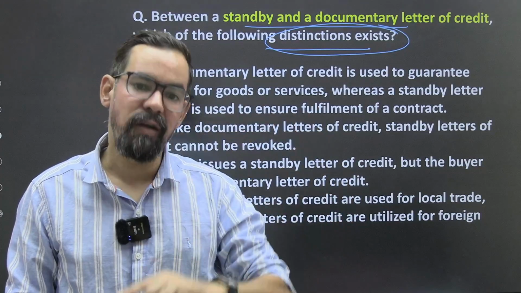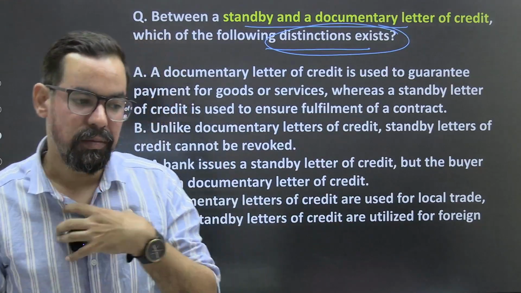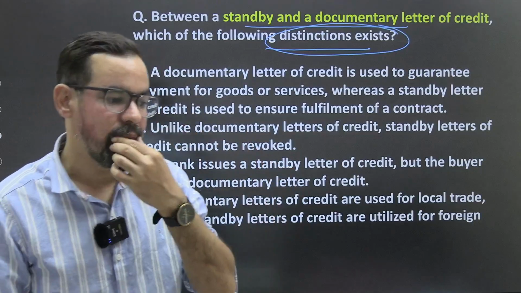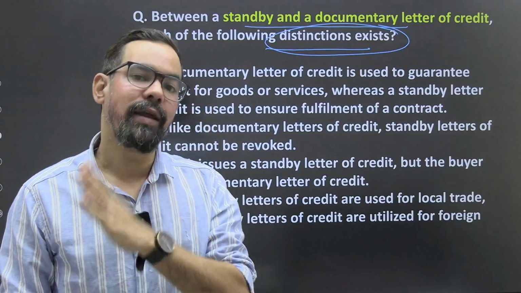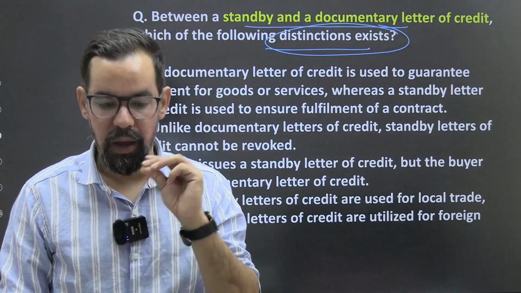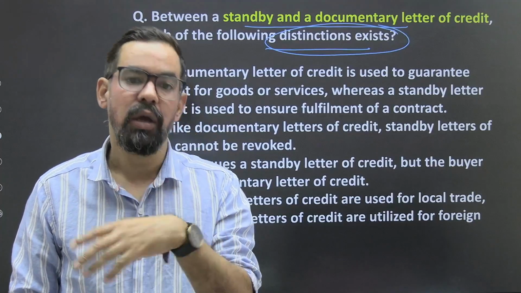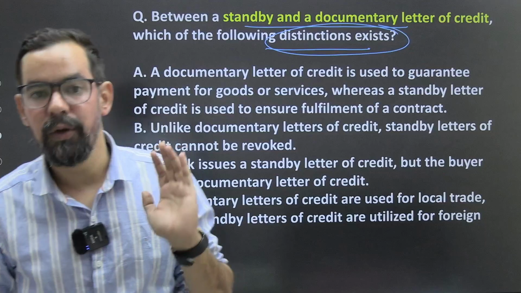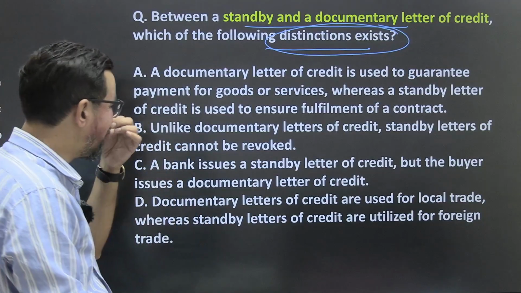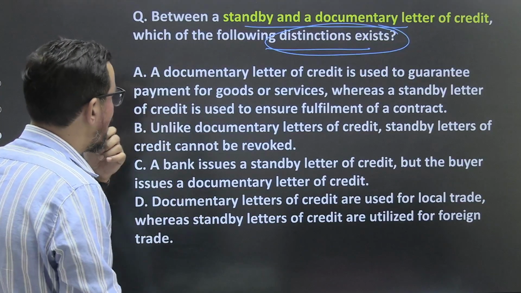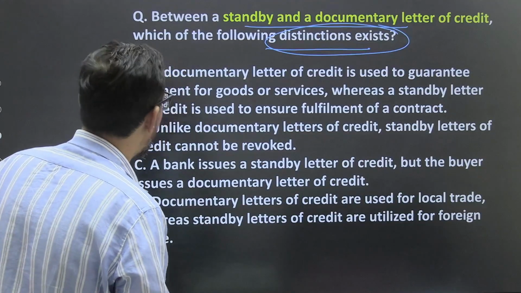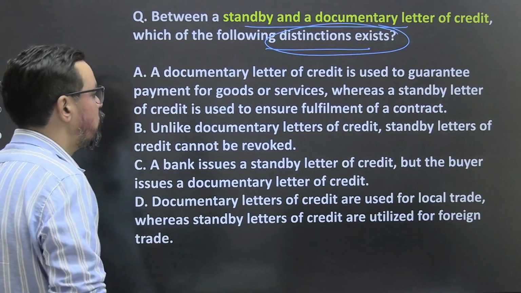ठीक है. Standby is आपका मतलब that opening bank is saying कि our client will make the payment. Standby is like kind of things कि if our client insolvent in that situation, or there is some non-performance situations conditions, so we will make that particular payment. ठीक है. So a documentary letter of credit is used to guarantee payments for goods and services, where standby letter of credit used to ensure fulfillment of contract.